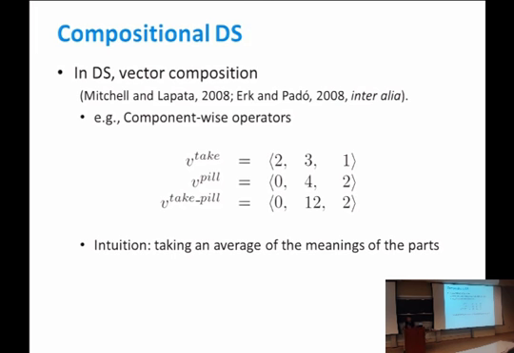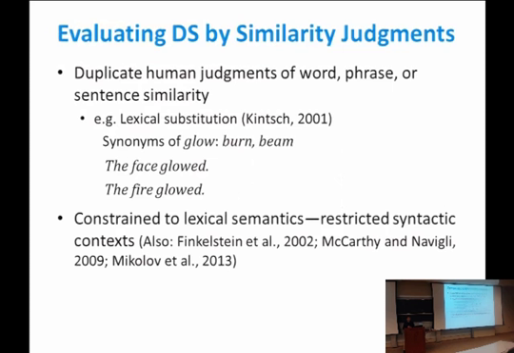So how have these models been applied in the recent literature? They've often been applied in order to learn about similarity judgments. So the goal is to have the model duplicate human judgments of word, phrase, or sentence level similarity. For example, one very popular task has been that of lexical substitution, where you have a particular target word, say "glow," and you have some of its synonyms, as you can extract from a thesaurus or WordNet, whatever. So you have, say, "burn" and "beam."